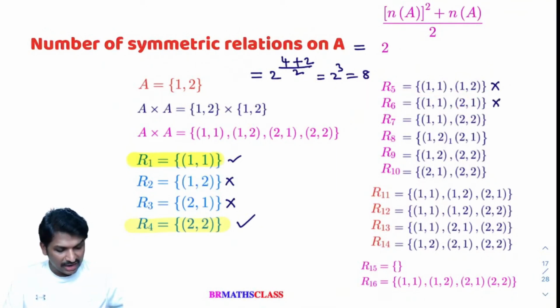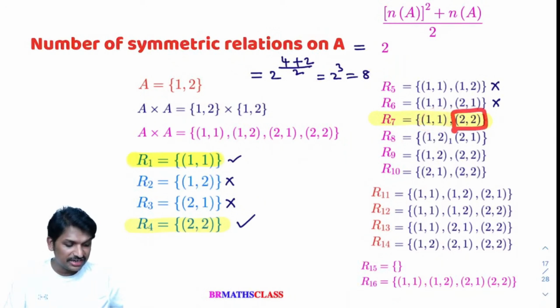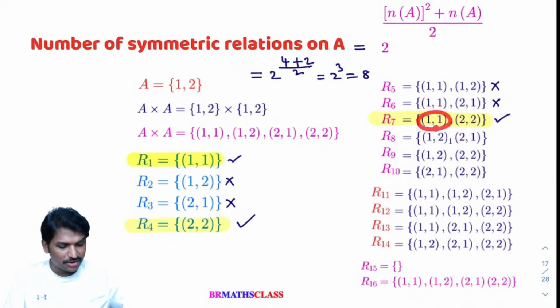Look at R7, an important one. Is it a symmetric relation? Take (1, 1). Reverse order (1, 1) is there. This type of element always satisfies the symmetric condition. This also satisfies it, right? So R7 is a symmetric relation because for every ordered pair (x, y), (y, x) also belongs to the relation. (1, 1) reversed is (1, 1), and (2, 2) reversed is (2, 2). Total 8 symmetric relations you need to find. Already we got 3 symmetric relations.